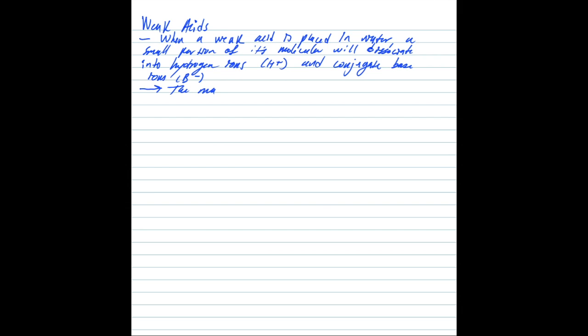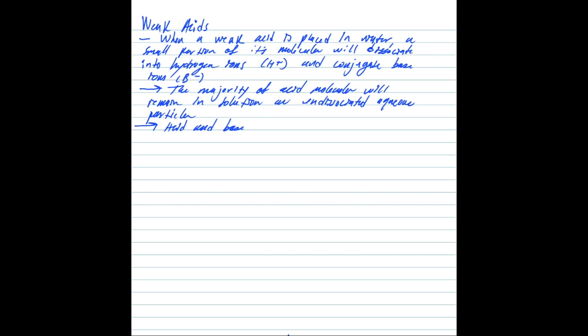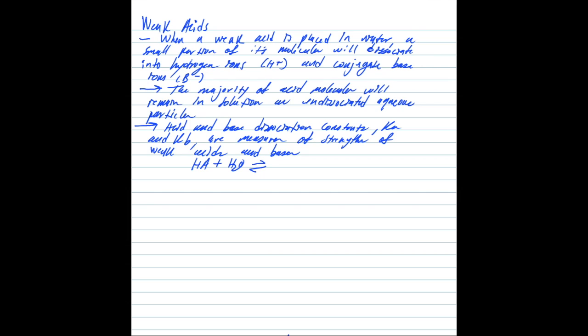So the real life example would be taking a solid acid. So maybe you have some solid crystals of acetic acid, and you put it into water. Acetic acid, the acid you would associate with vinegar, is a weak acid, which means basically that when you put some of it into water, it doesn't completely dissociate. When I say dissociate, I mean it starts out as one molecule and it will dissociate in water into the conjugate base and hydrogen ions, H plus and B minus. The majority of the acid molecules will remain in solution as undissociated aqueous particles.